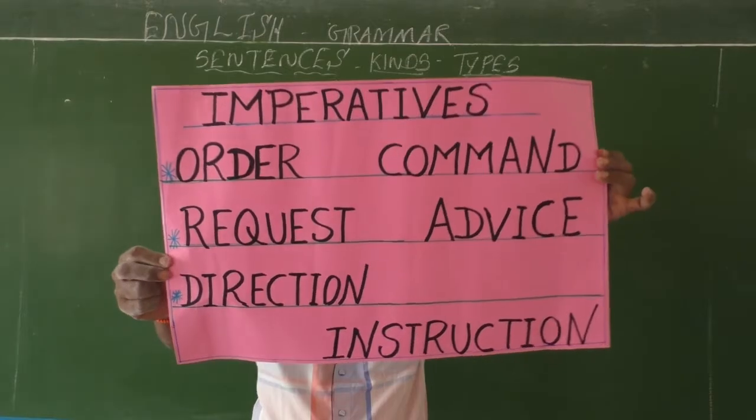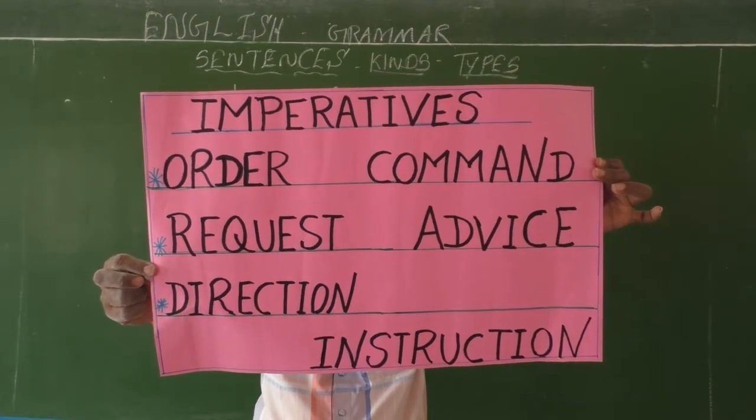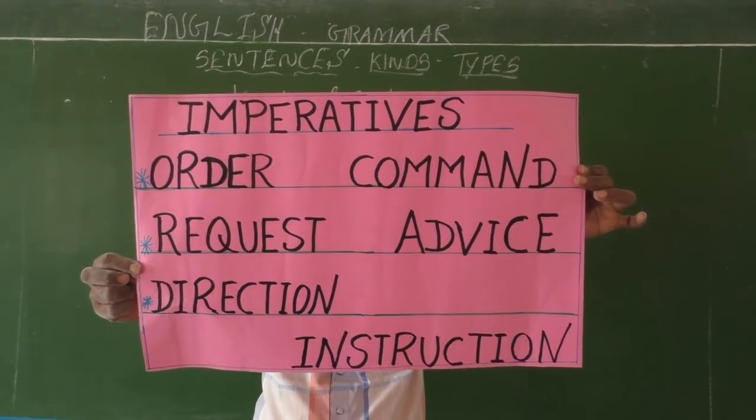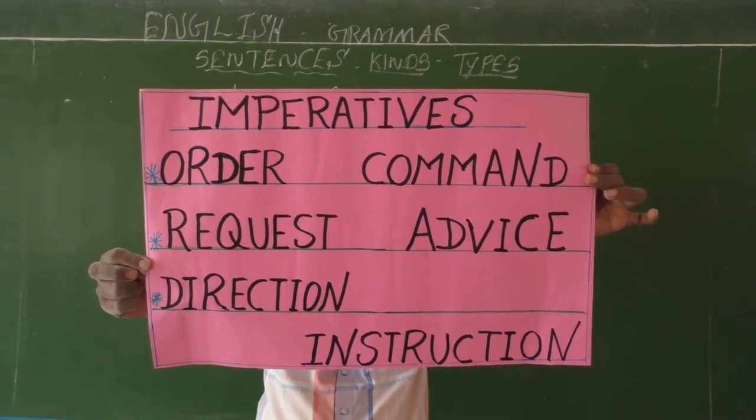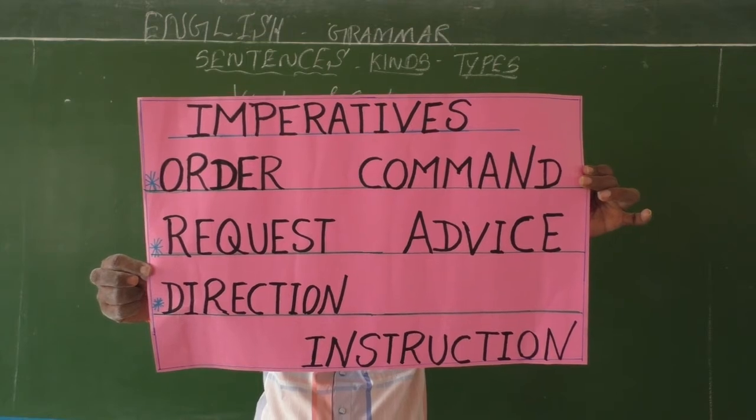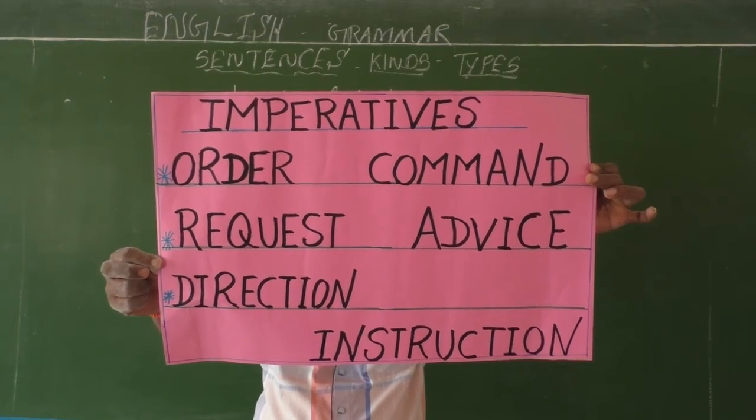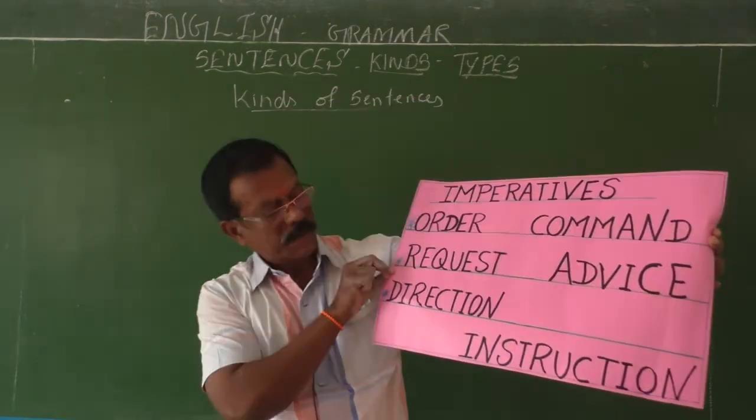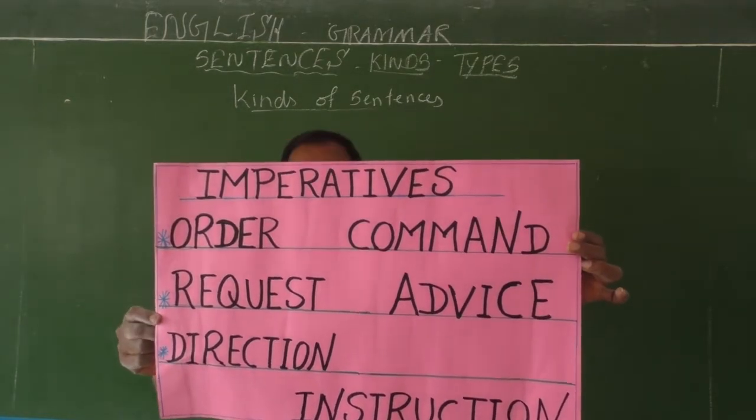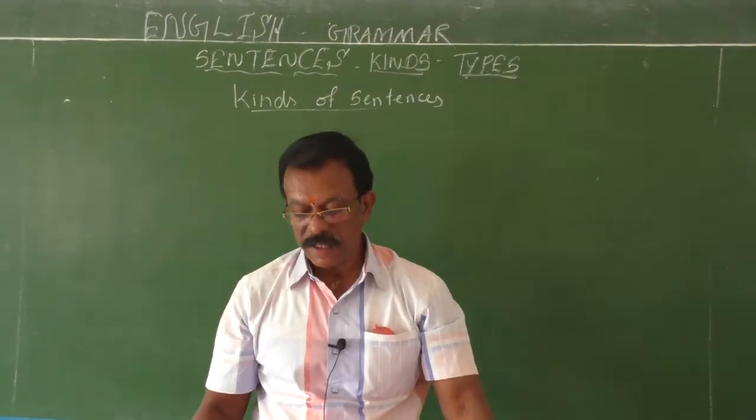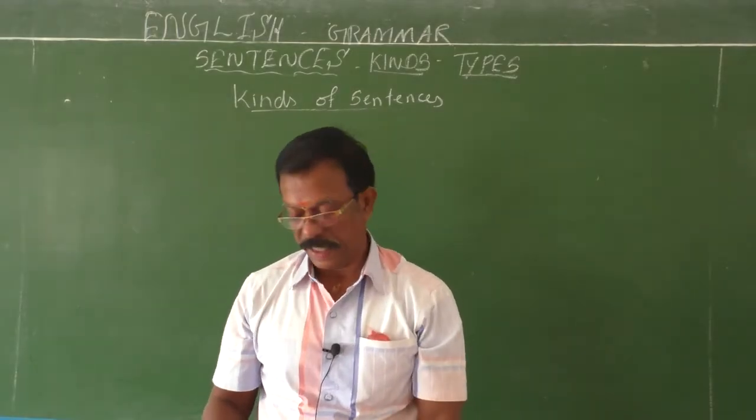An imperative sentence may be an order. An imperative sentence may be a command. An imperative sentence may be a request. An imperative sentence may be in the form of advice, direction, or instructions. Okay, fine. So these are all the examples for imperative sentences.